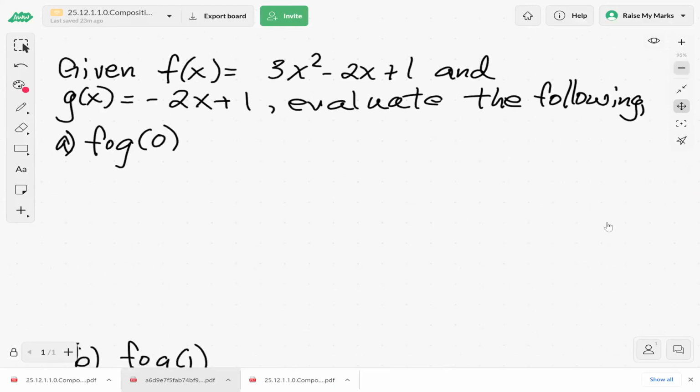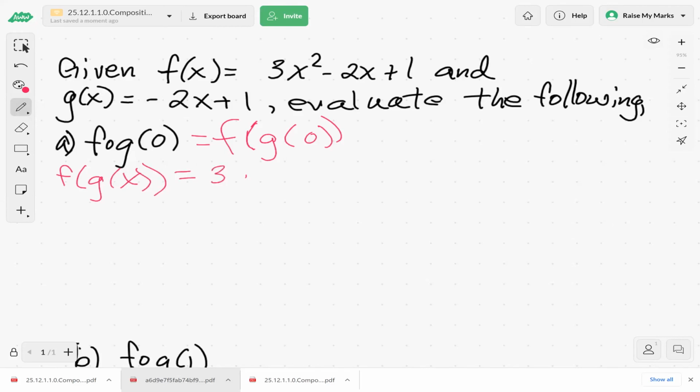Okay, so in part A, we're evaluating f composed with g at the value x equals 0. I guess there's two ways of doing this. We can find the composition f and g and then evaluate at x equals 0, or we can evaluate g at 0, figure out what that value is, and then evaluate f at the value g of 0. So let's do it the first way, where we find f composed with g first.